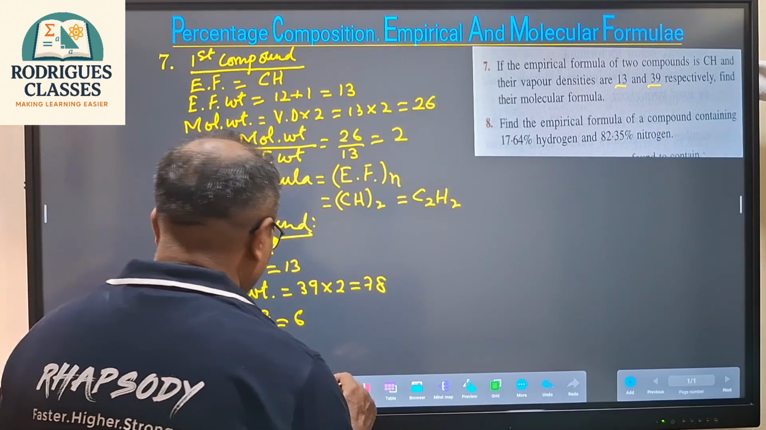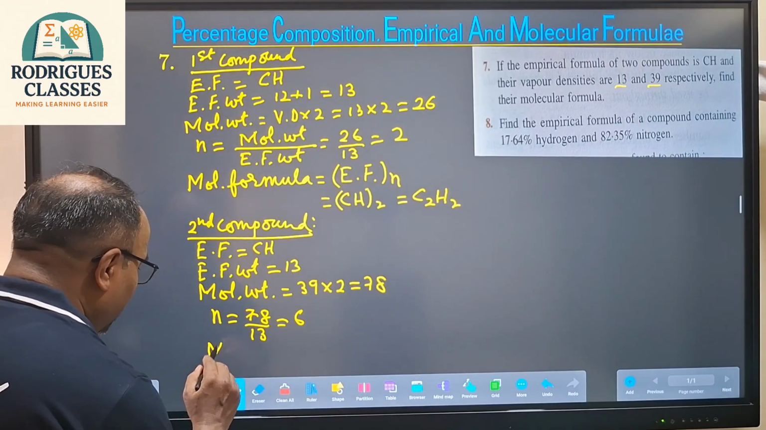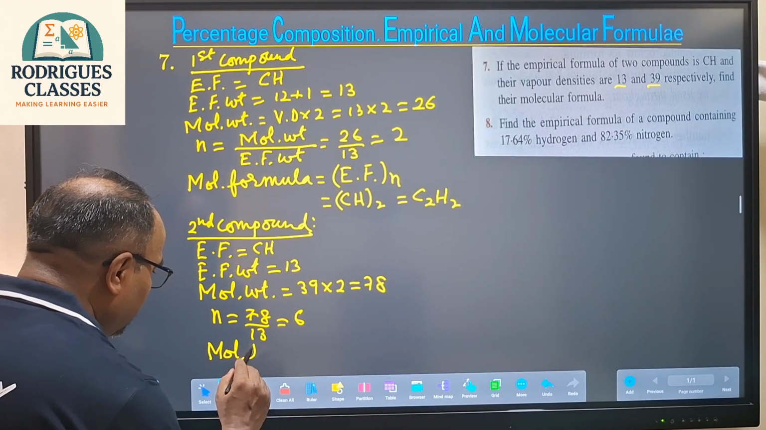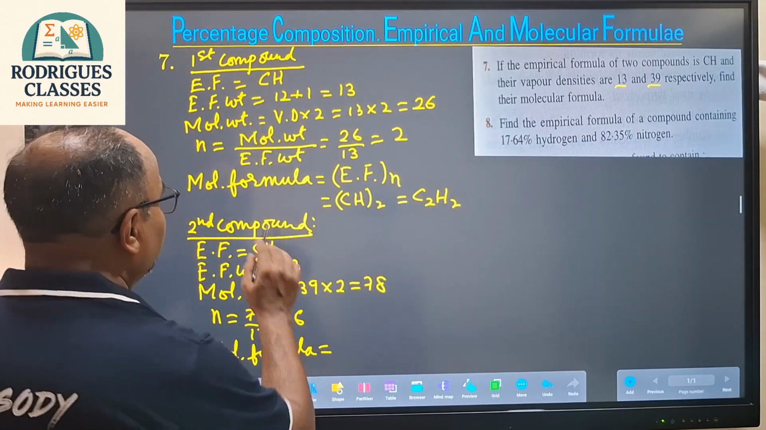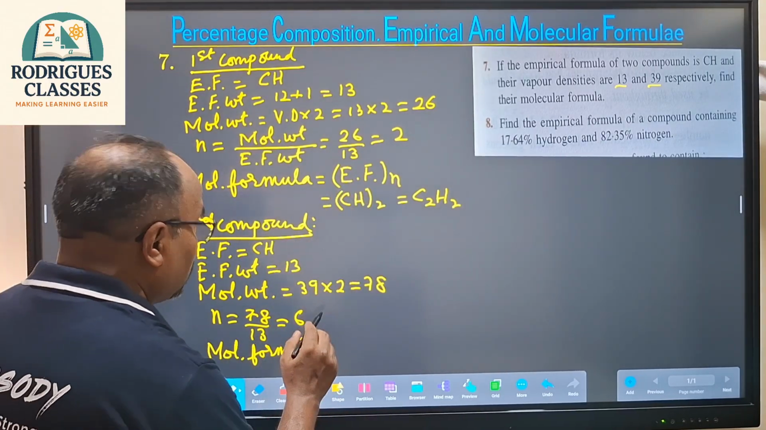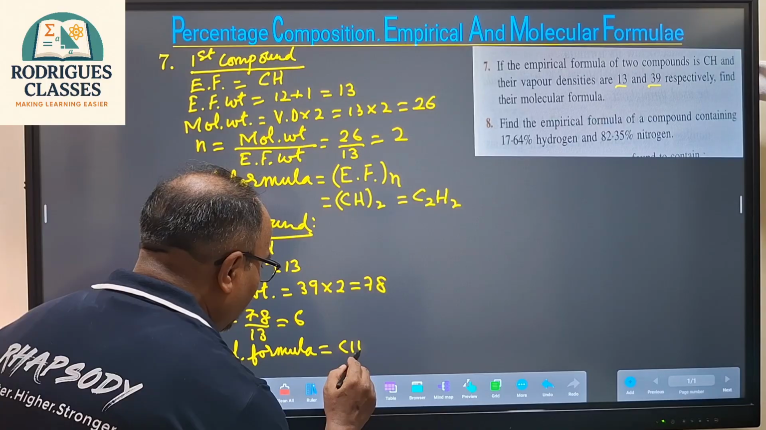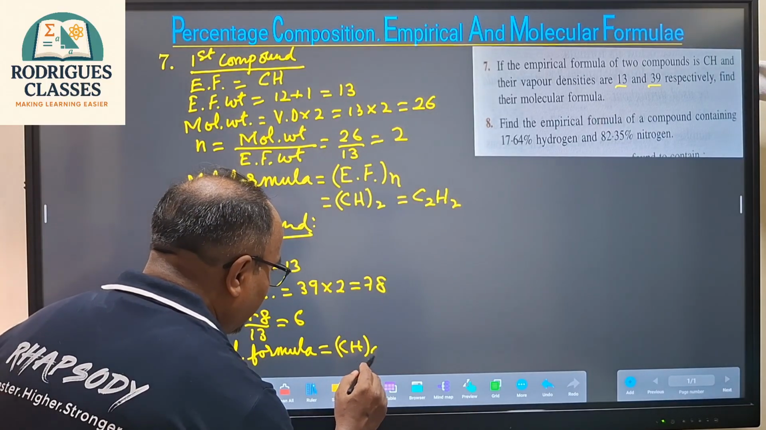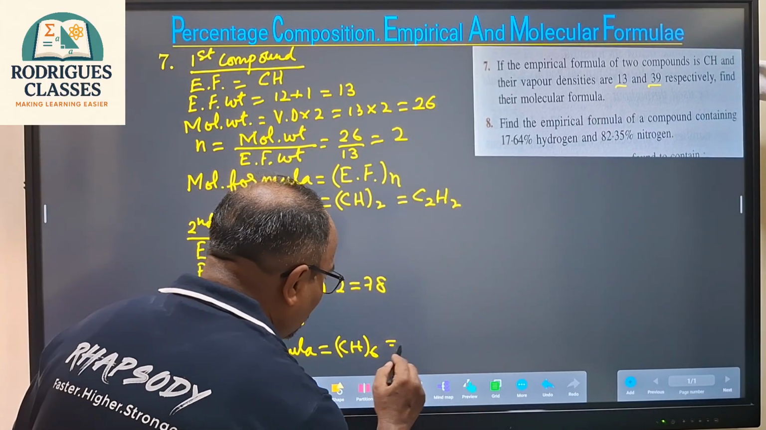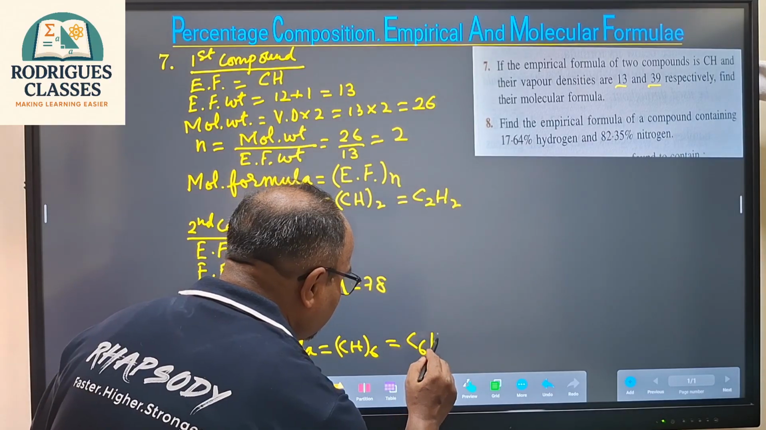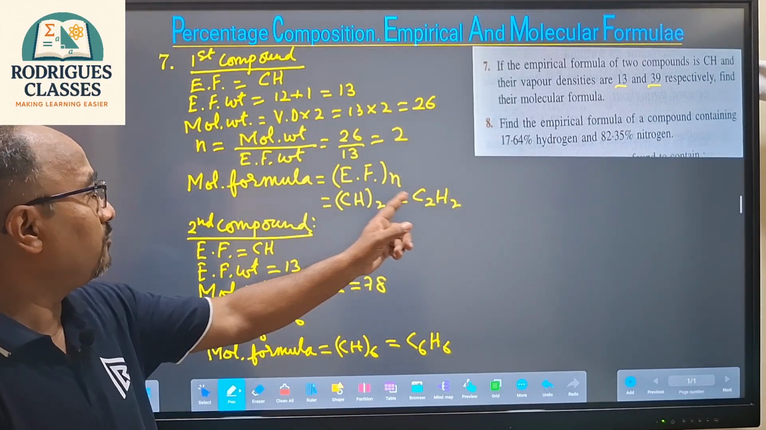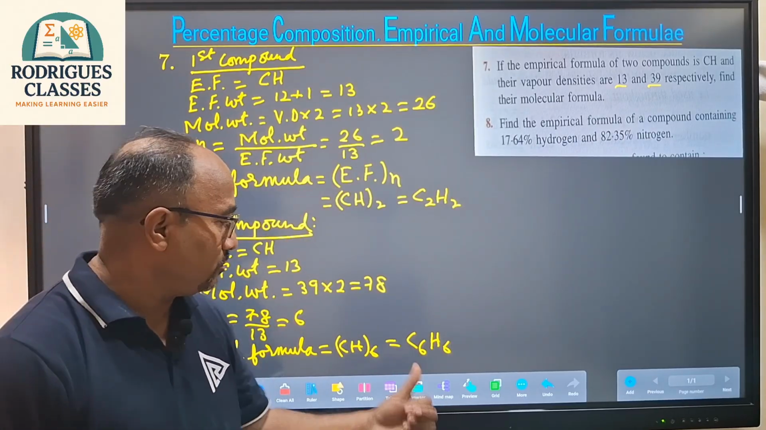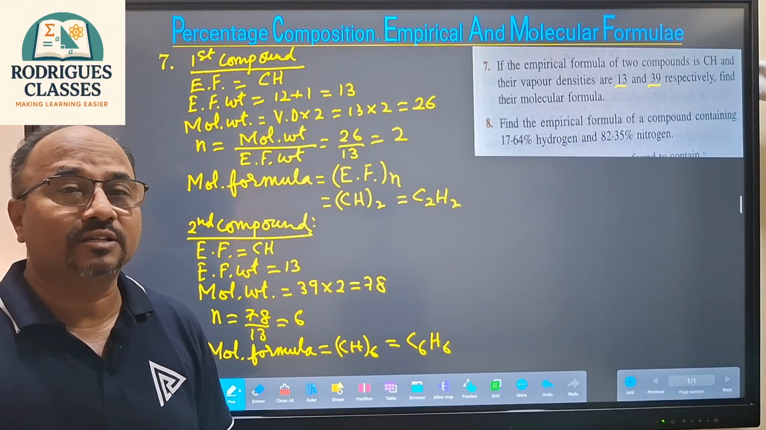So now molecular formula will be following the same formula. So we have the empirical formula as CH and then here N is 6. So I get it as C6H6 is your answer. So this is the molecular formula. For the first compound it is C2H2 and for the second one it is C6H6.